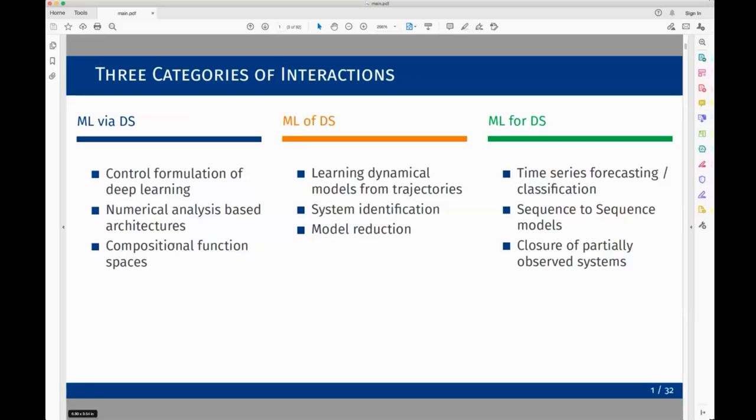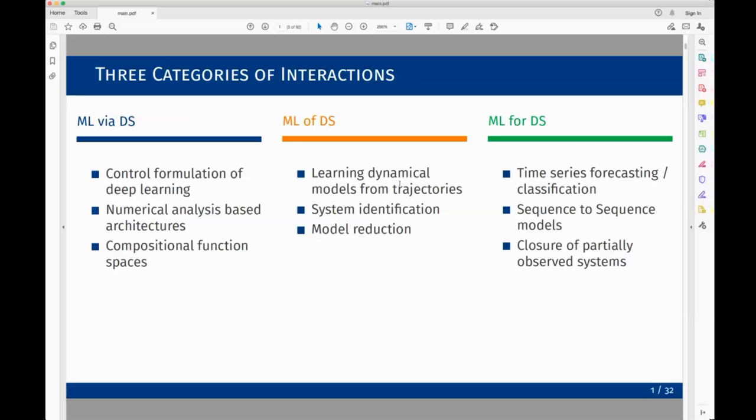The first category is studying dynamic systems via machine learning, or rather, studying machine learning via dynamic systems. For example, we can take a control perspective to look at deep learning as a composition of multiple functions. We can use numerical analysis tools based on dynamic systems to study the effect of dynamic systems. This line of research has drawn a lot of interest in recent years.